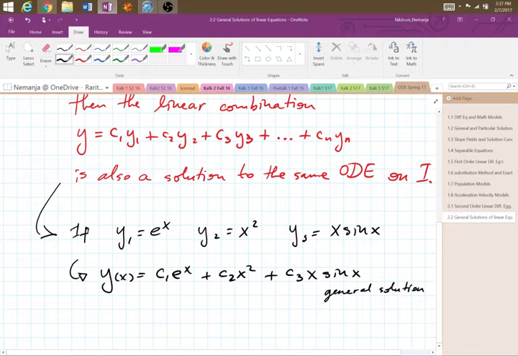Existence and uniqueness also carries over from second order to nth order. We are going to have solutions that obviously exist, and then be unique in the sense that, given initial conditions, there's only one possible answer, which is a function, right?